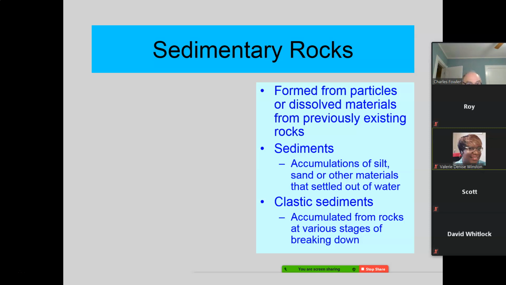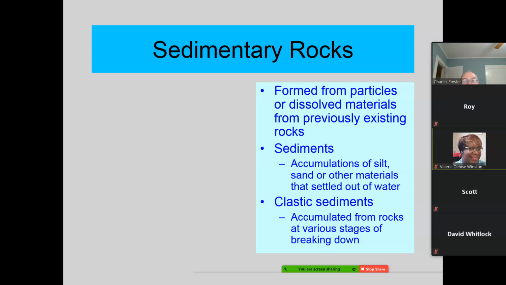Where do the particles come from? In a later chapter, we're going to talk about weathering. Weathering breaks down other materials. If it's broken down by mechanical weathering, that usually breaks it into small pieces. These are the particles. If it came from dissolved materials, that would be chemical weathering. That still is coming from previously existing rock. Okay? All right.